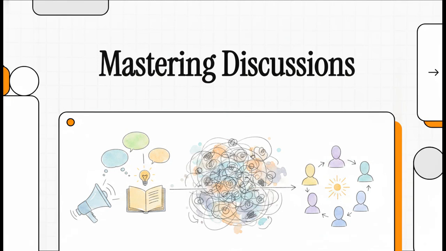Okay, we've literally all been there, right? You're stuck in this chaotic group project or maybe a frustrating meeting, and everyone is just talking at once. Nobody's actually communicating. It's so overwhelming. Well, welcome to this explainer. Today, we're going to build your ultimate survival guide for mastering group discussions.